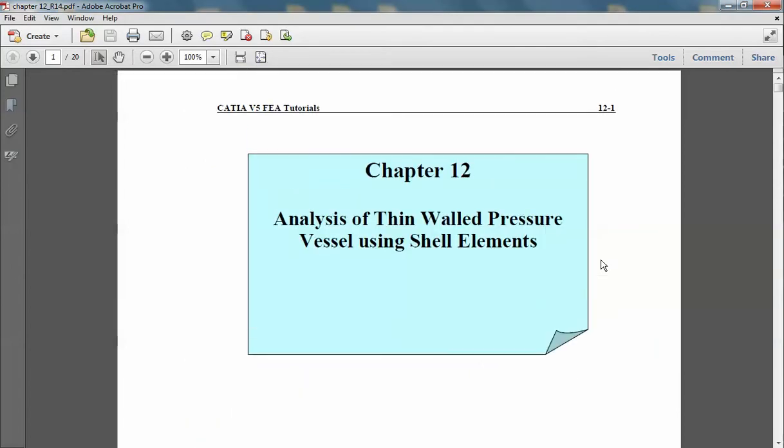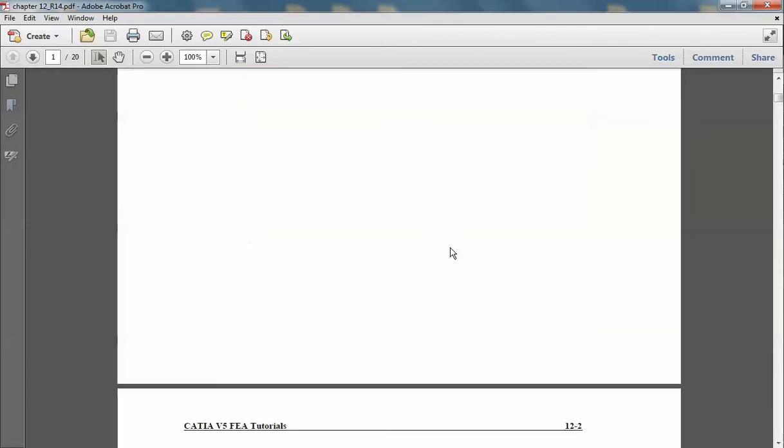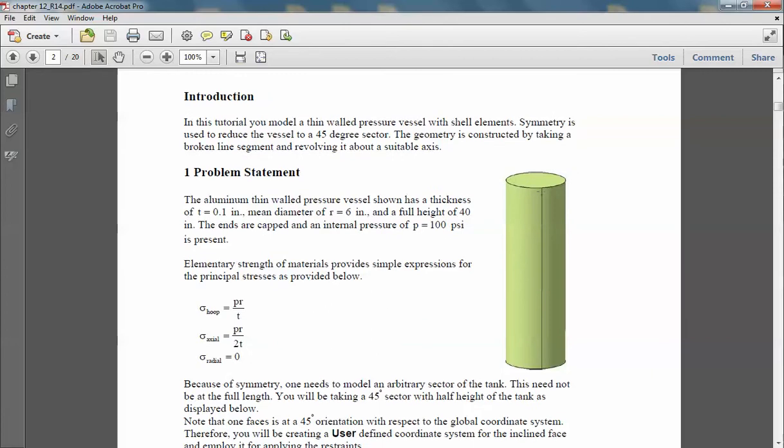Hi folks, this is the problem from chapter 12, analysis of a thin walled pressure vessel that I'm going to be doing with shell elements. Now, what we have here is a pressure vessel. Think about it as a very thin tube, which is closed at both ends. The dimensions are given here and it's internally pressurized.